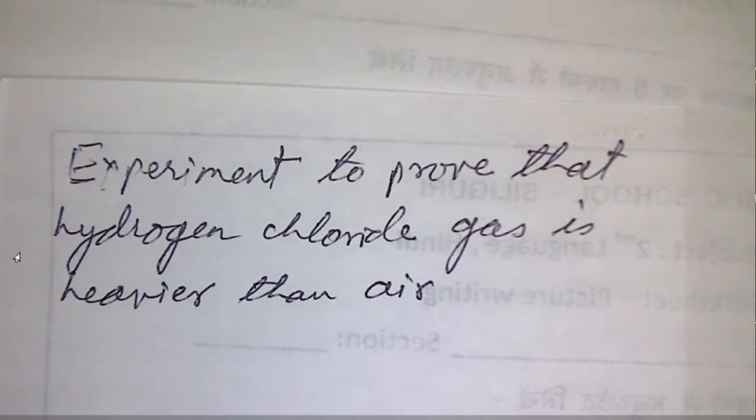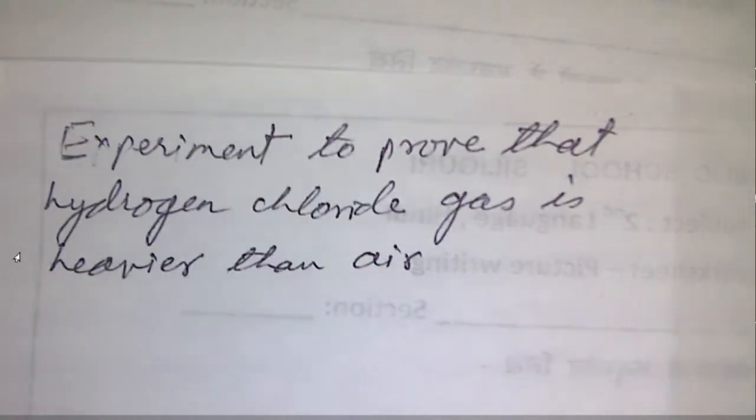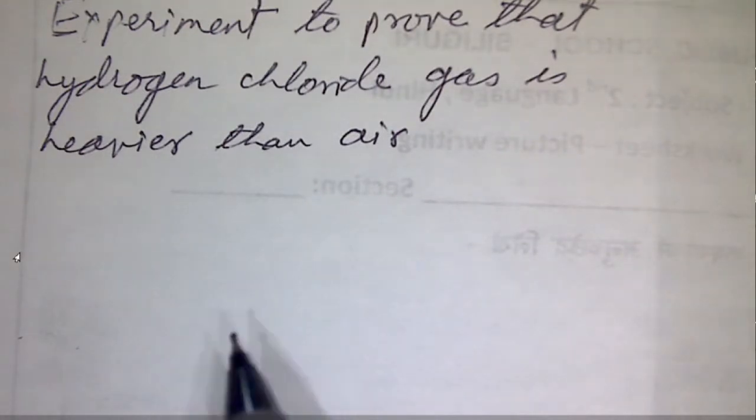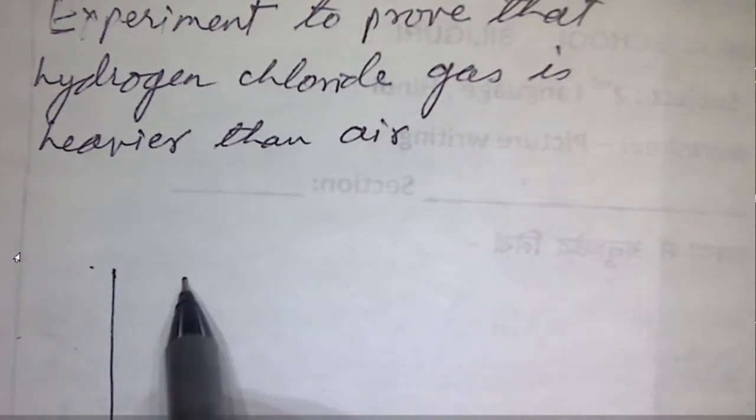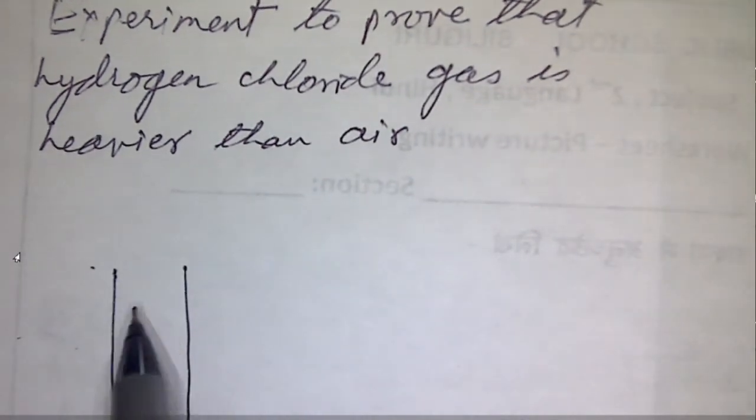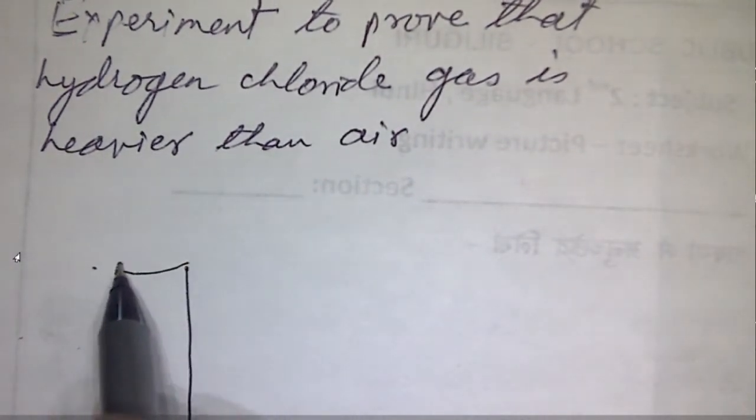So what I'm going to do, I'll take two containers. In one container, I'll take hydrogen chloride. In another container, I'm not putting anything. If I'm not putting anything, that means it is a container which contains air. Now, what I'm going to do, look here. I'll just take this. You have a container. If it is a simple container, what will happen?